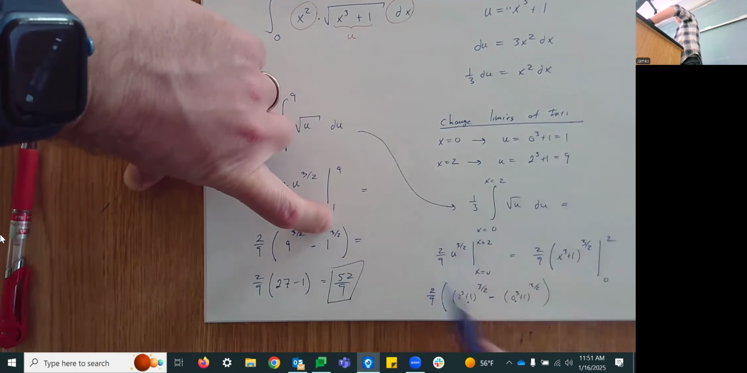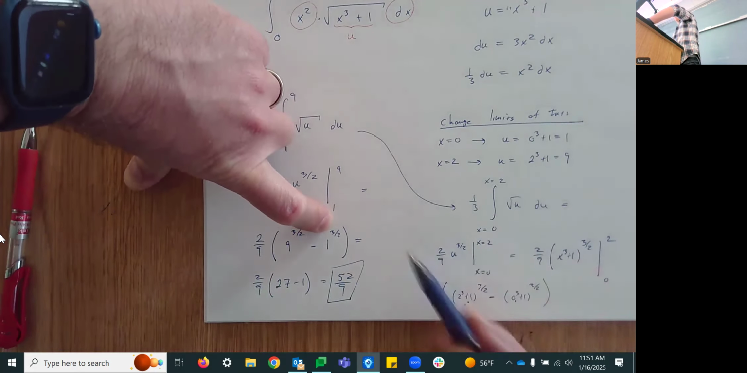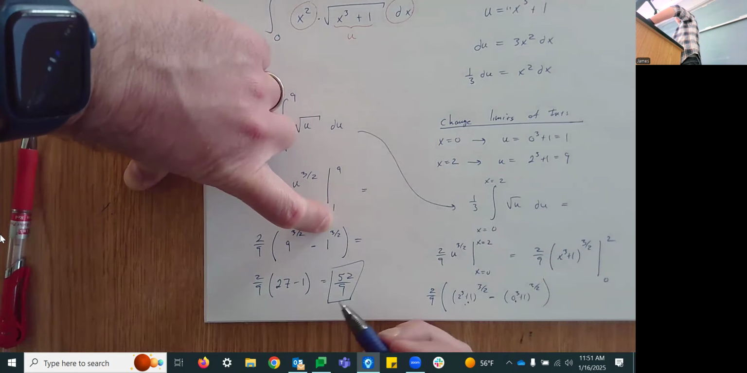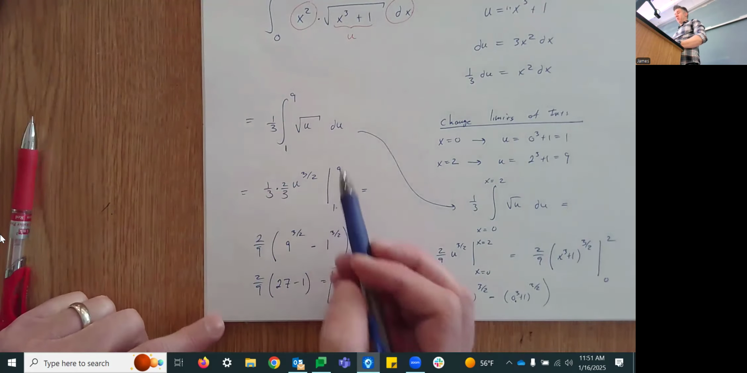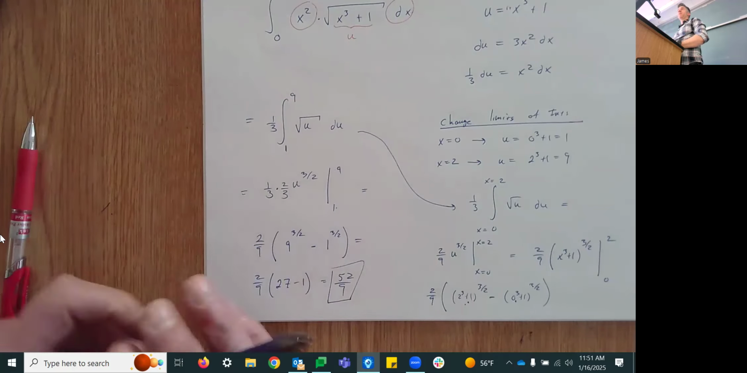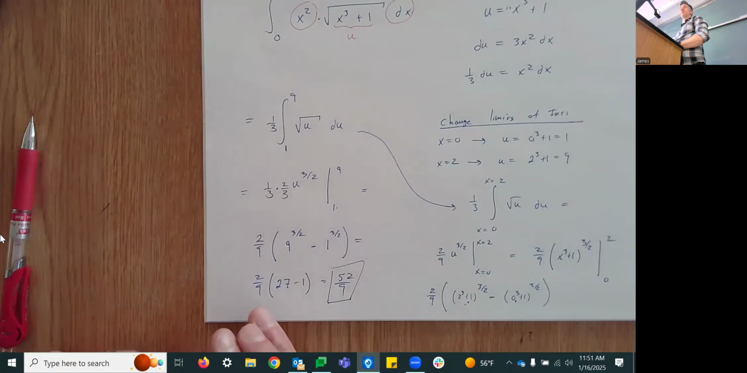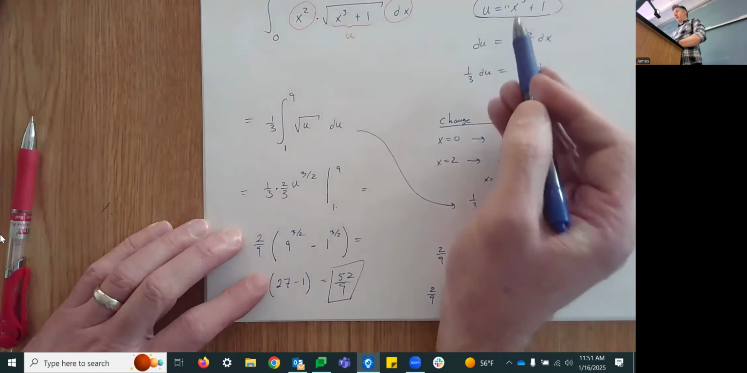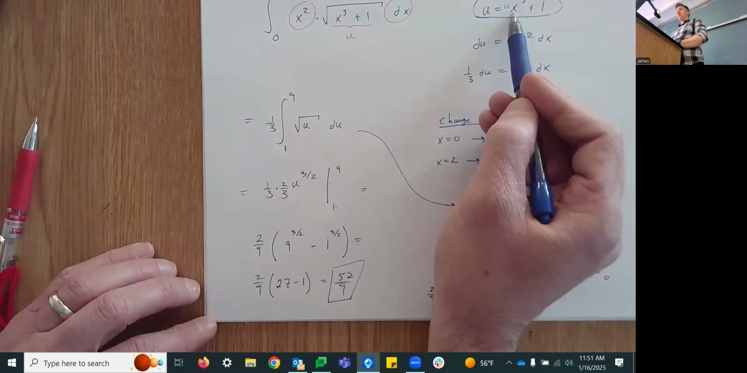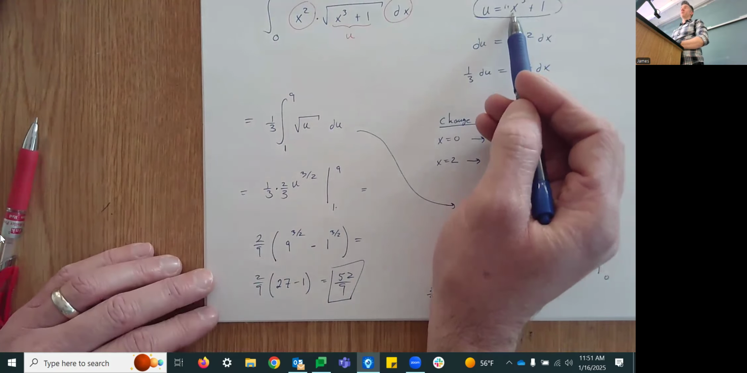I just think this requires more writing, whereas doing it this way, you don't. So I would always recommend changing the limits of integration to being whatever the u values are. To change them, you have to plug the values of x into your u substitution choice. So whatever you pick u equal to, you just plug in the x limits of integration values to find the corresponding u limit.